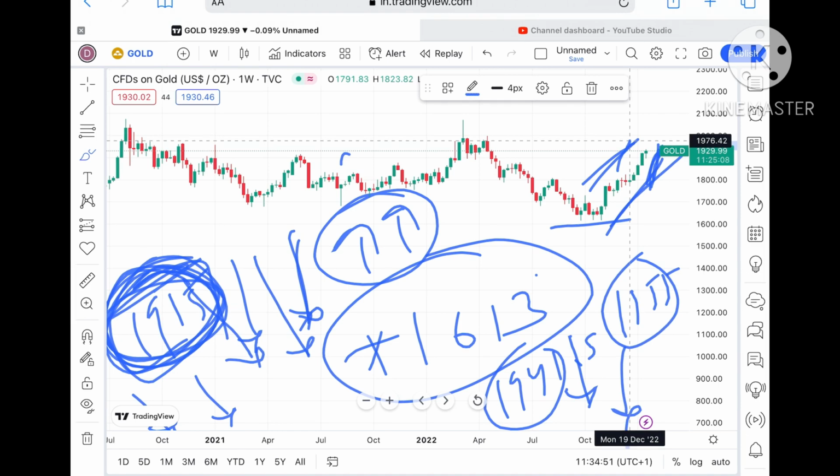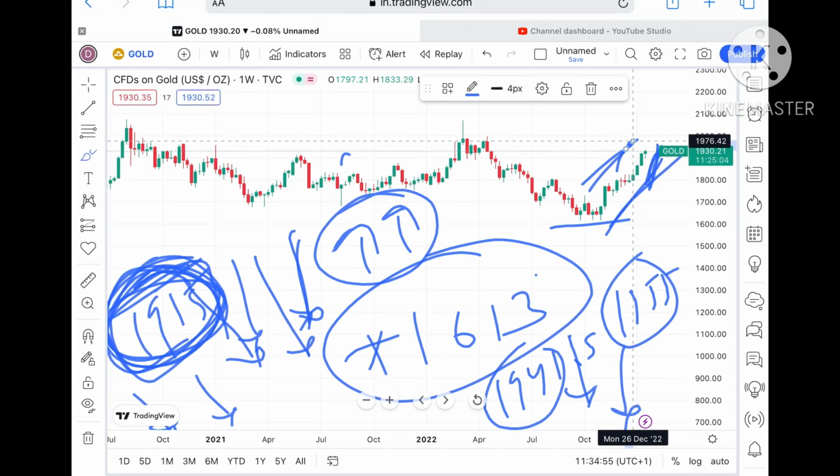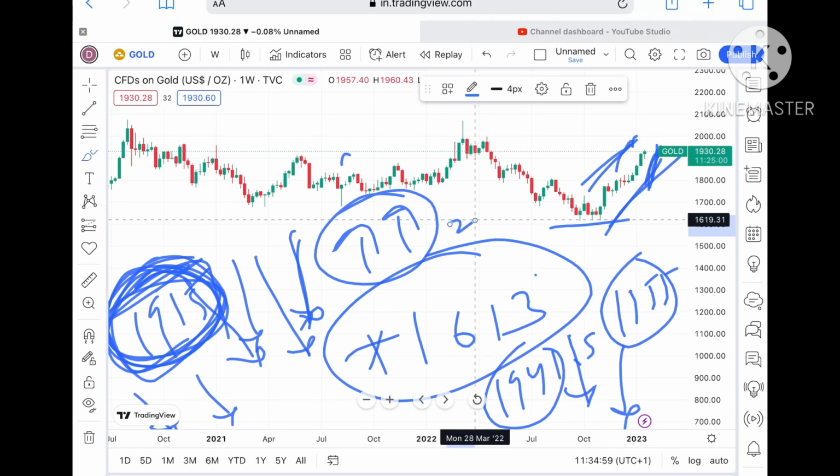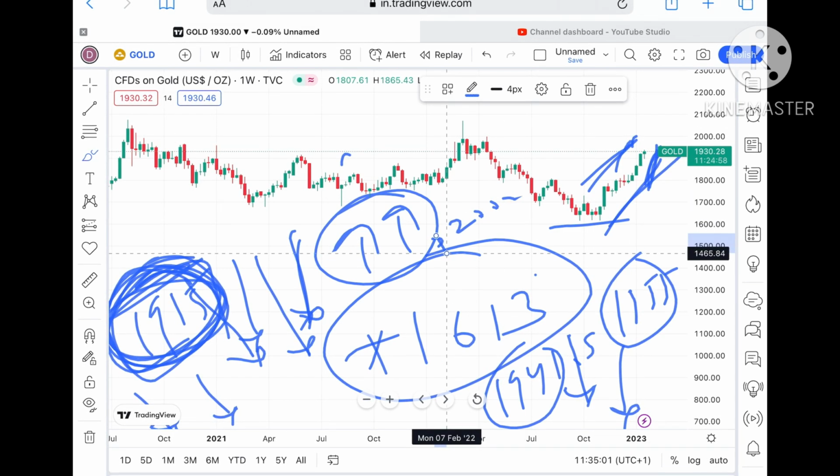Once the price sustains that particular level, then we can see it can touch a level of around $1976, which is a weak resistance. So chances of going further upside are there. Then we can see it can touch a level of $2000, and once the price moves above that level, we can see it can go further upside.